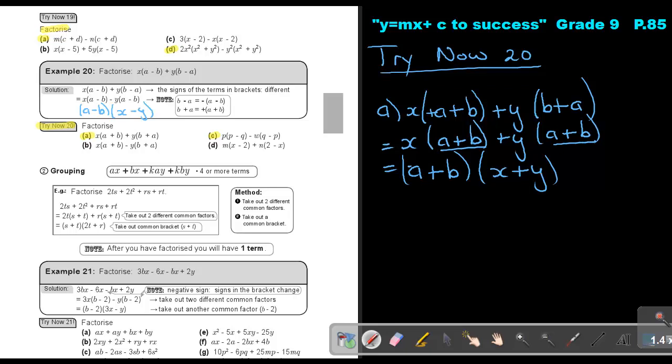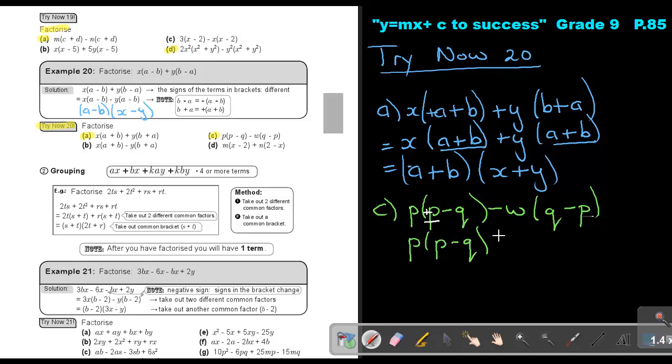And then number C, let's just look at number C. So it's p(p minus q) w(q minus p). Oh, be careful now. Look, this is a positive p, and this is a negative p. This is a negative q, and this is positive. Can you see the signs are different? Then I have to make a plan. So p, leave this one as it is. Change this sign to the opposite. And then you have to change all these signs. So this one becomes a negative and this one becomes a positive.